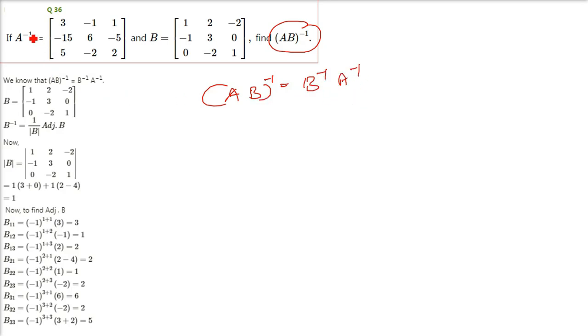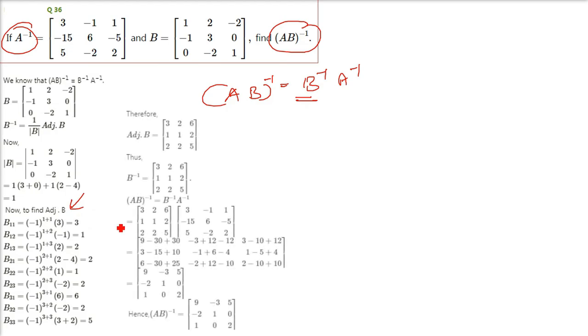So what is A inverse? That is already given. B inverse you have to find out. B is already given to you. Take the cofactors, then take the transpose of that cofactor matrix, and then divide it by the determinant of B. Determinant of B is 1, let me tell you. And just multiply these two matrices and you will get the final answer as AB inverse.